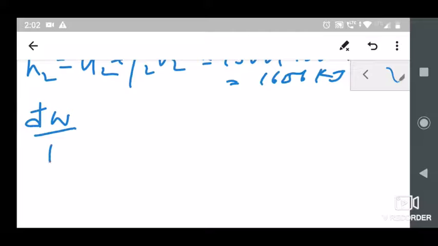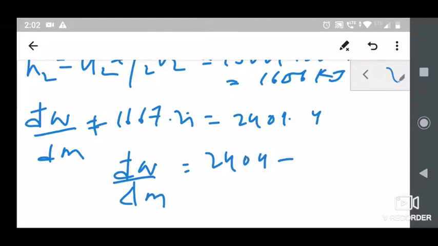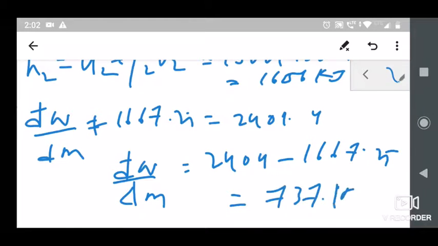d dash w by dm can be written as 2404.4 minus 1667.25. So finally I got the value as 736.15 kilojoules per kg.